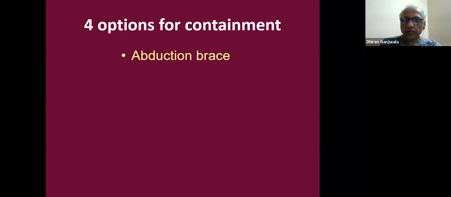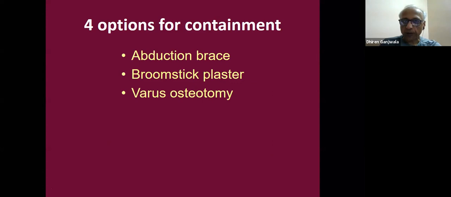The first option is abduction brace, in which the brace keeps the hip in abduction. The second is broomstick plaster. The difference between the two is the brace the family can remove, the plaster the family cannot remove. The next is the varus osteotomy, and how it will work we will see in the next slide. But varus osteotomy is also a part of containment, and some surgeons prefer pelvic osteotomy. So these are the 4 options for containment.